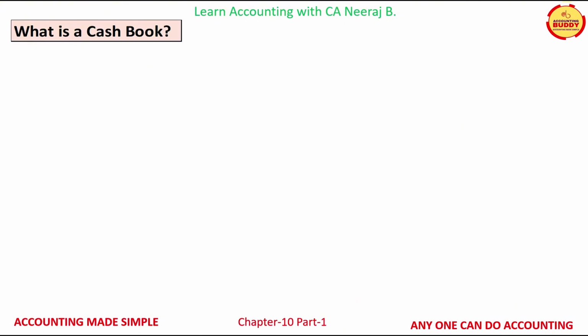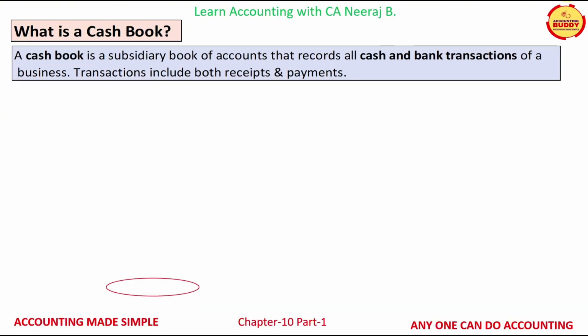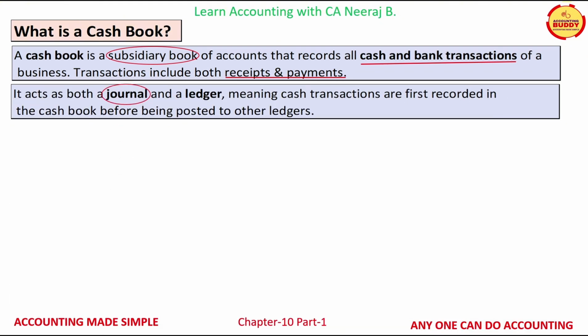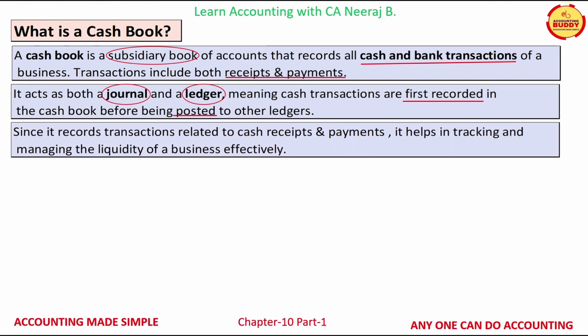Let us now understand the most important subsidiary book, that is the cash book. A cash book is a subsidiary book of accounts that records all cash and bank transactions of the business. Transactions include both receipts and payments. It acts as both a journal and a ledger, meaning cash transactions are first recorded in the cash book before being posted to the other ledgers.